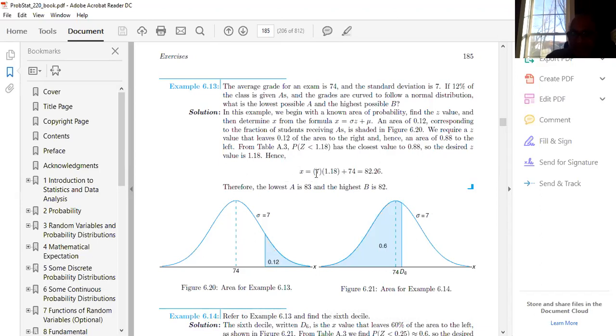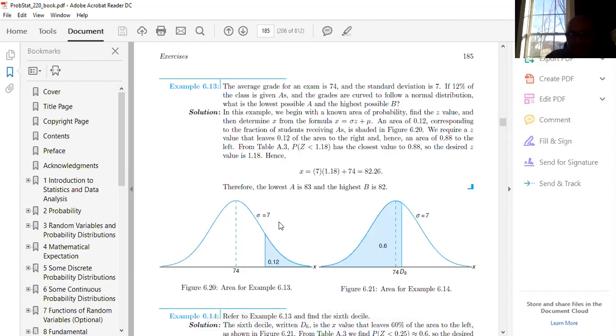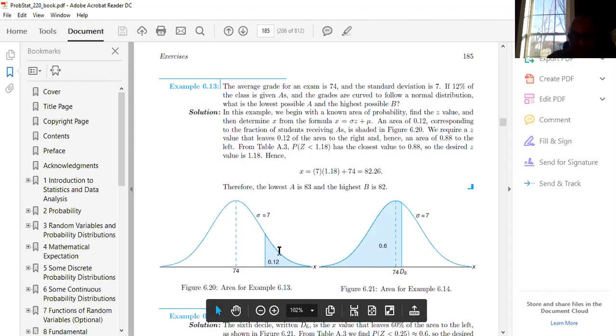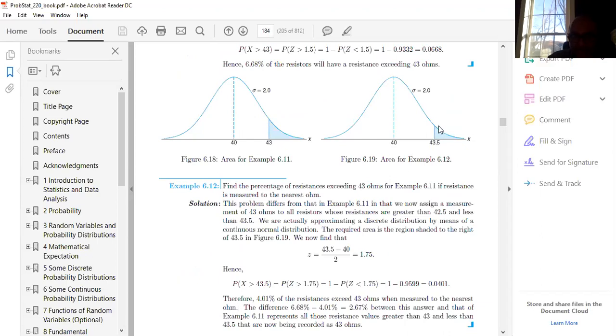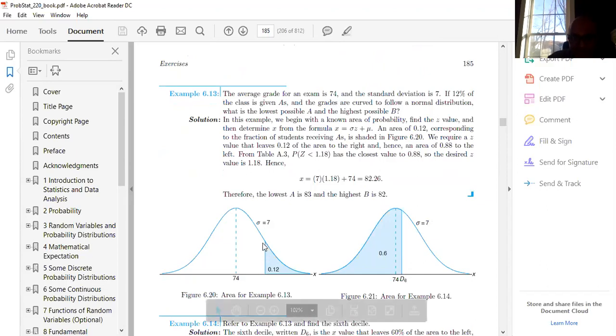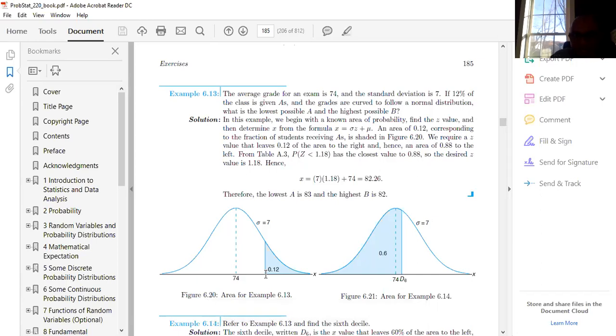So X is equal to sigma Z plus nu. If you find this 0.12 in the table, that corresponds to this line. Previously the line was given to us, but now the area is given as 0.12. We go into the table, find that 0.12, and it corresponds to a Z value of 1.18. So X is equal to nu plus sigma times Z, where nu is 74, sigma is 7, and Z equals 1.18.